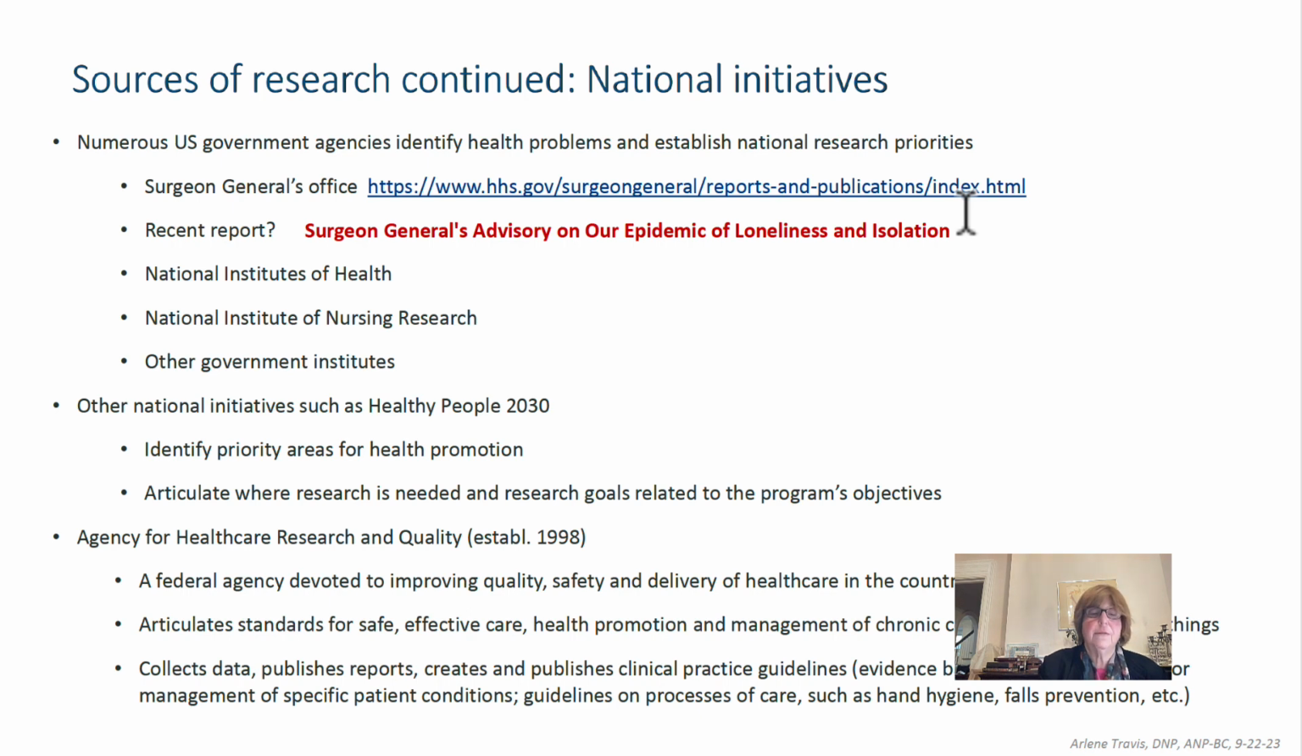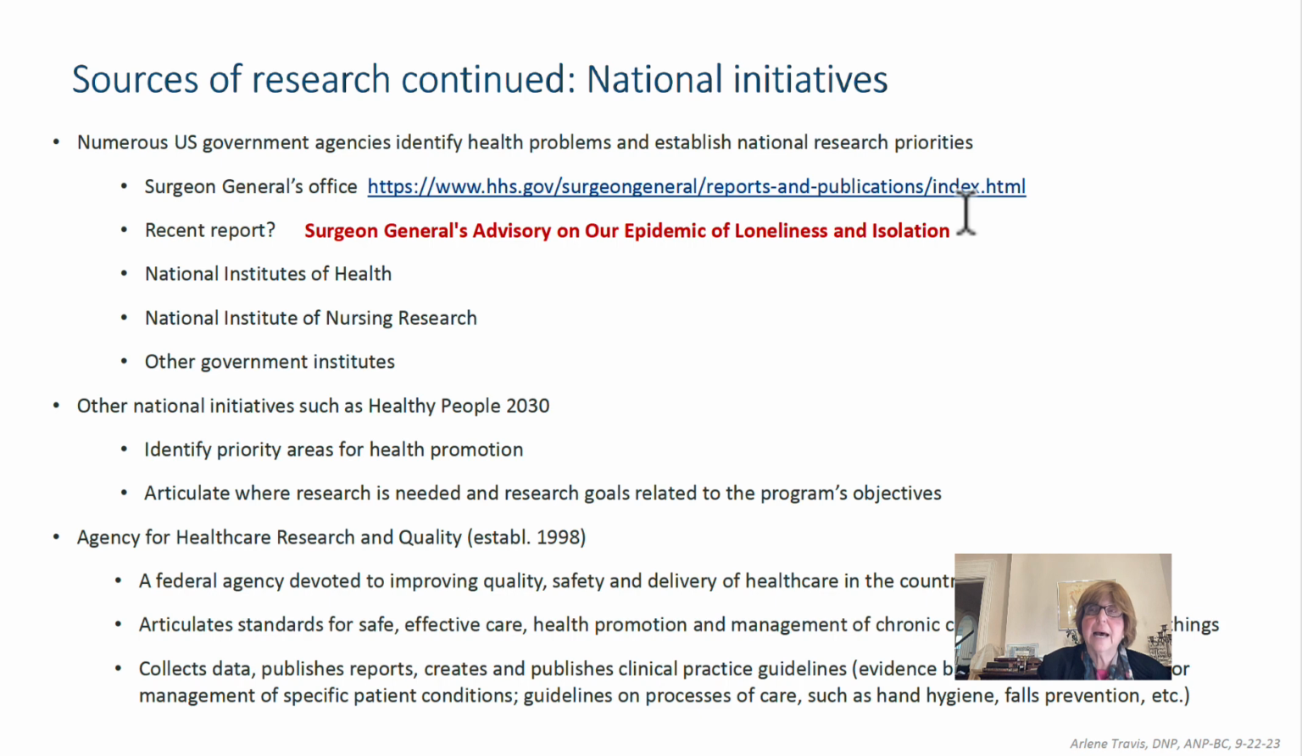There's the Agency for Healthcare Research and Quality. And that's a federal agency that's devoted to improving quality, safety, and delivery of healthcare in the country. And that also articulates standards for safe, effective care, health promotion, and management of chronic conditions, among other things. So remember, we talked about having clinical practice guidelines in terms of looking at the gold standard of care. And it collects data, it publishes reports, it creates and publishes clinical practice guidelines, which are evidence-based recommendations for the management of specific patient conditions.